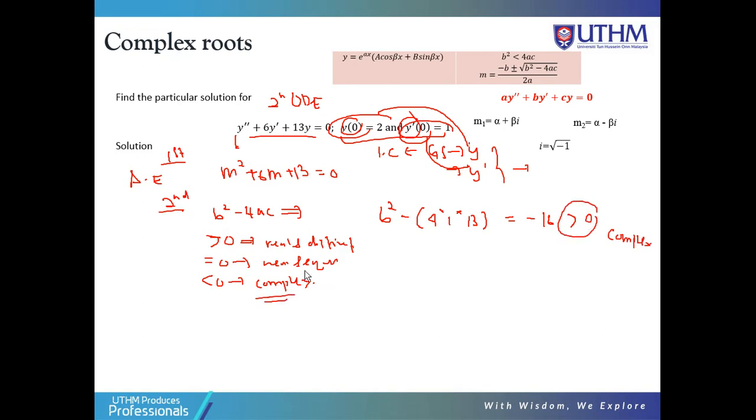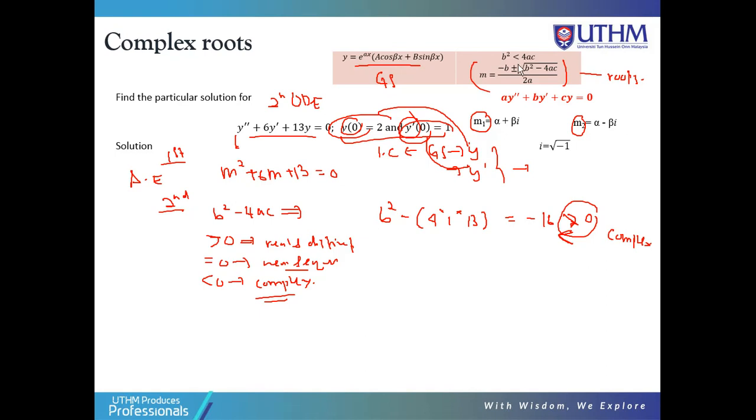If equal to 0, real and equal. If larger than 0, real and distinct. Okay, sorry, less than 0. So you can use this formula to find the general solution. Before we get this, we need to find the roots m1 and m2. So you can use this formula to find the roots.